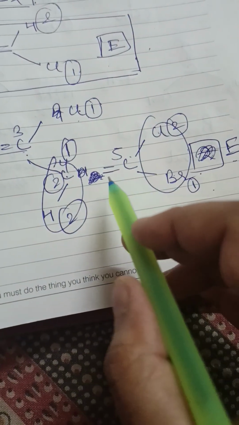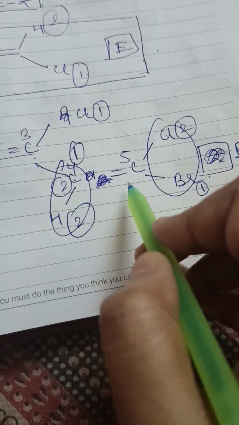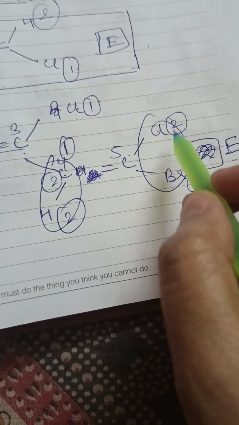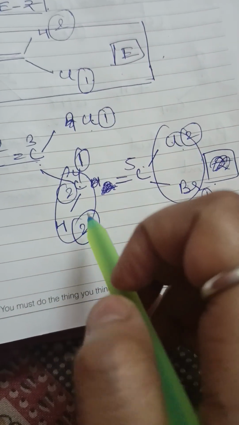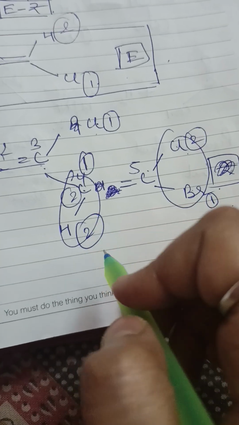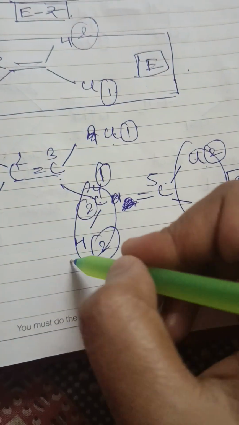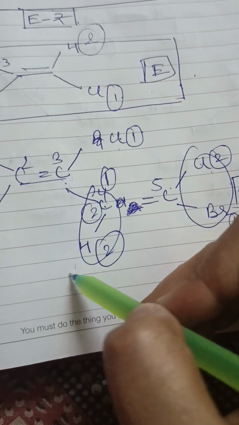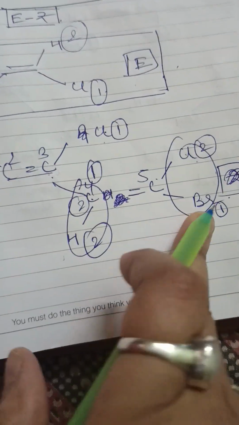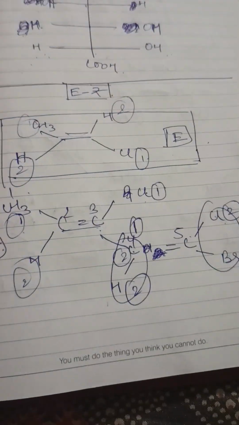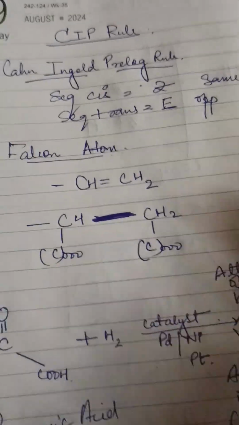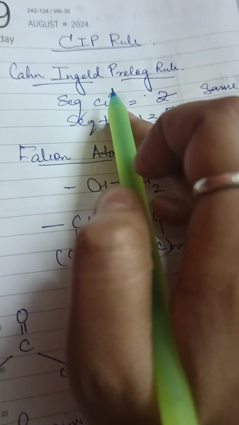This one, let's see, we have carbon, carbon, chlorine, Br is first, chlorine is second, and over here we have carbon. On one side carbon, on one side hydrogen, so first, second, so the highest priorities are on opposite sides, so this will be E. Okay, now CIP rule, Cahn-Ingold-Prelog rule.